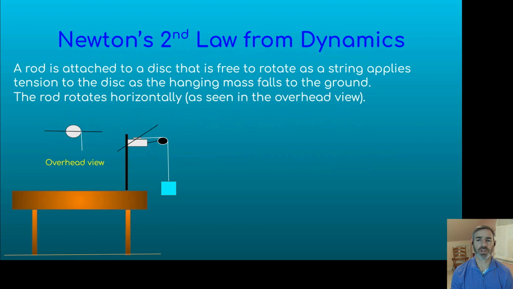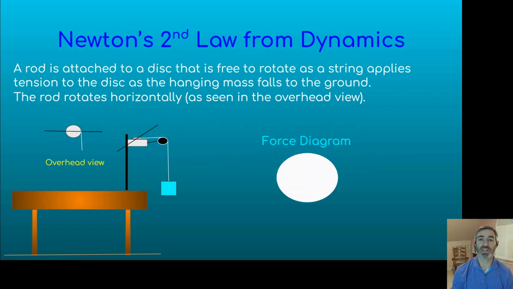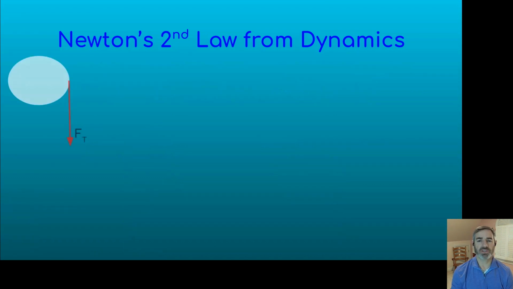So what we're going to do is look specifically at the disk, and draw a force diagram for the disk. And we know that the only force acting on that disk is going to be that tension force that's pulling horizontally in the picture, but from the overhead view, it's pulling downward. So we're going to use this and derive an equation for what rotational inertia is.